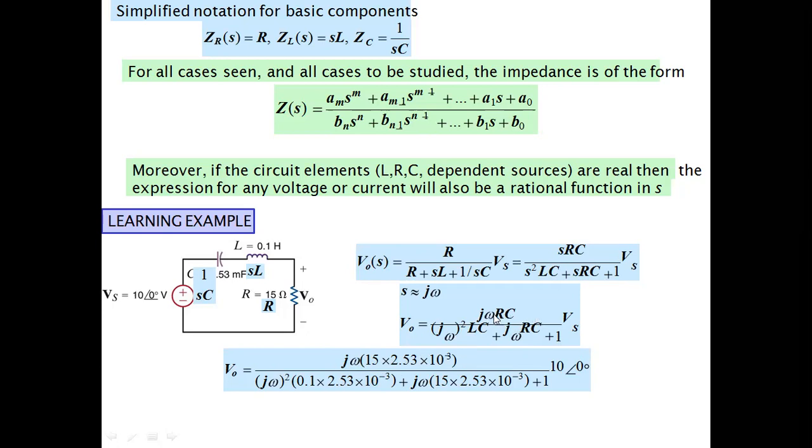In the numerator, S is nothing but j omega into the total voltage that is given, 10 angle 0. In the denominator, S squared, so we can take (j omega) squared as it is. Here, what is the value of LC? L is 0.1 henry. We can take 0.1 into C, 2.53 into 10 raised to minus 3, plus j omega as it is. R is 15, we can take that directly, 15 into the capacitor value 2.53 into 10 raised to minus 3, plus 1 as it is.